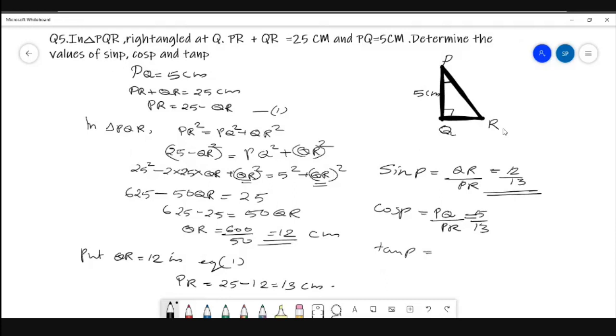tan P you can do like sin P by cos P, or opposite side by adjacent side. We'll write here QR divided by adjacent side PQ. QR we got as 12. So it is 12 divided by 5. Sin P equal to 12 by 13 and cos P equal to 5 by 13. Tan P is opposite side by adjacent side, that is 12 by 5, or the same answer you will get if you divide sin P by cos P. 12 by 13 divided by 5 by 13, that is also 12 by 5.